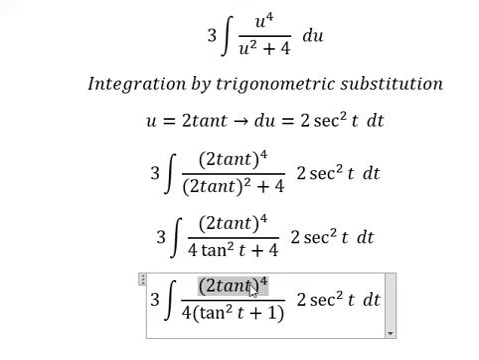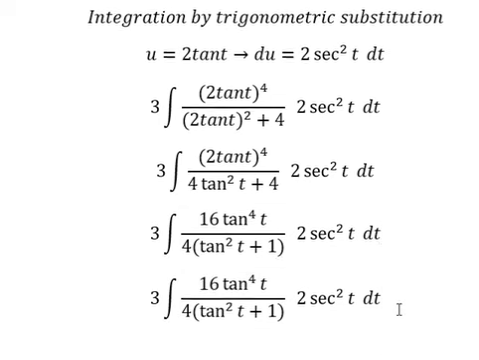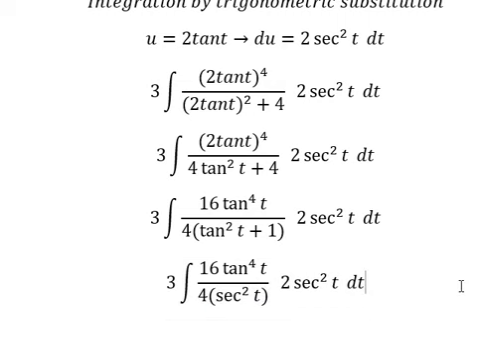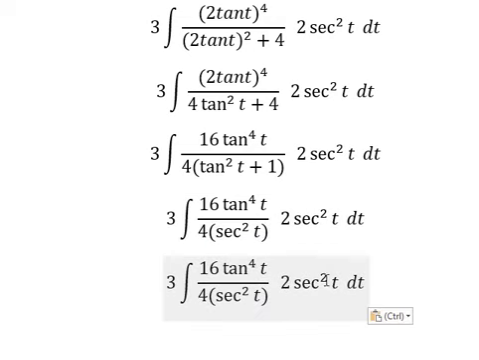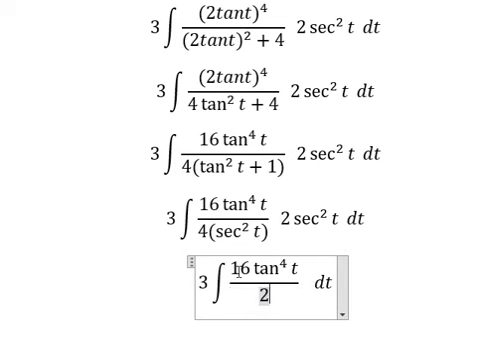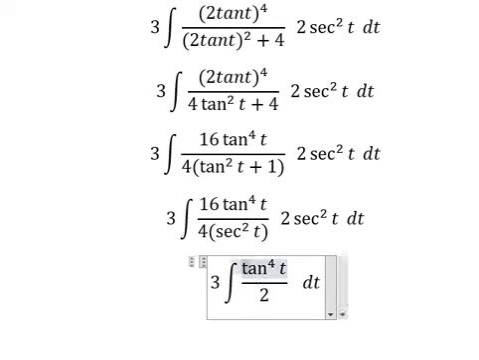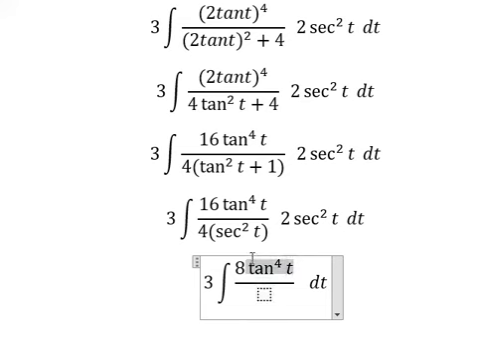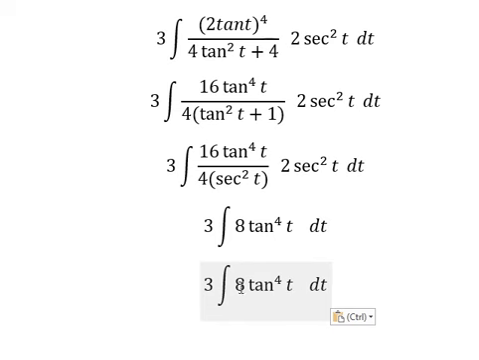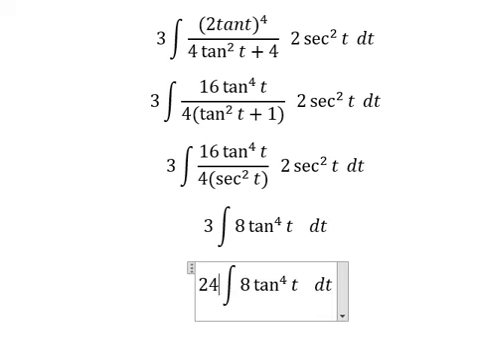This one we need to expand. We got 16 times tan t to the power of 4. This one we have secant of t squared. We simplify 2 secant of t squared on numerator and denominator. 16 divided by 2, we have number 8. Number 3 and number 8, we have 24.